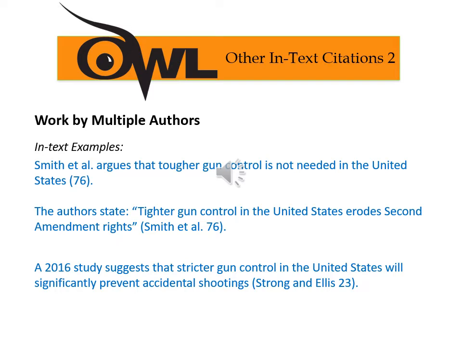And we get the last entry when you have 2 authors, just 2 authors, right? So you mention both authors. A 2016 study suggests that stricter gun control in the United States will significantly prevent accidental shootings. Here's the in-text citation, Strong and Ellis, page 23, close the parentheses, period. Always put your punctuation after the in-text citation. Always put your period after the in-text citation. So I know that in-text citation goes with everything previous to that.